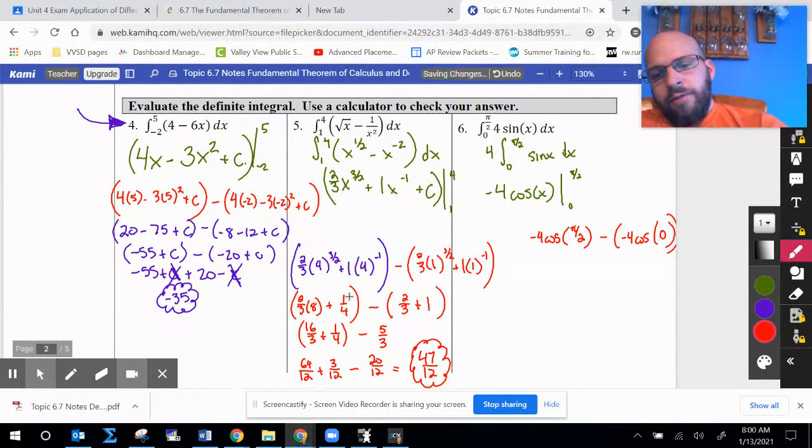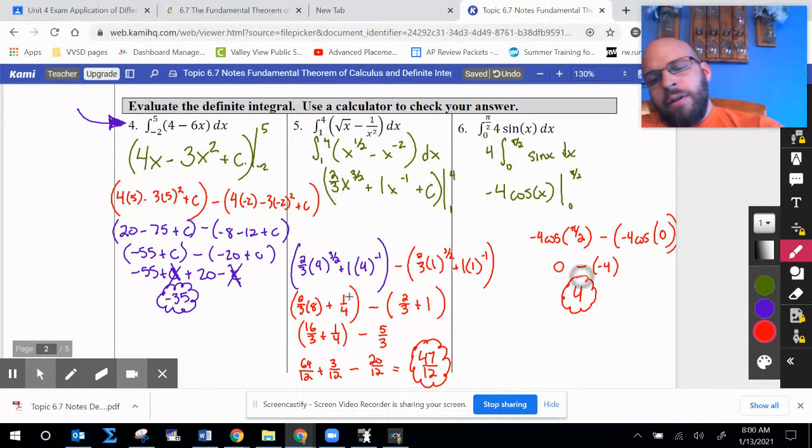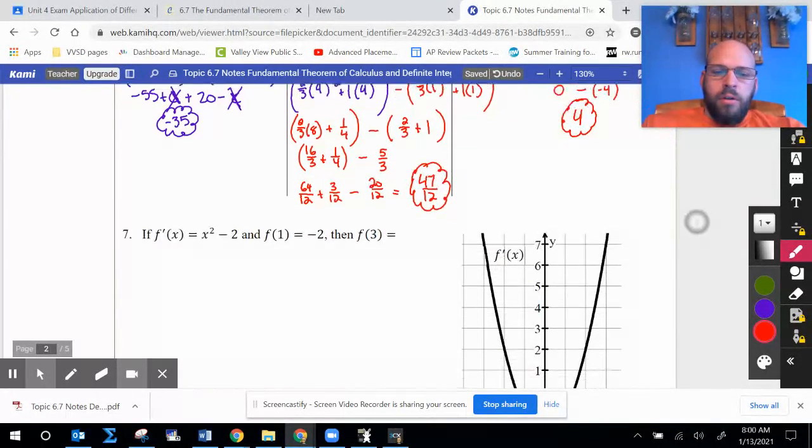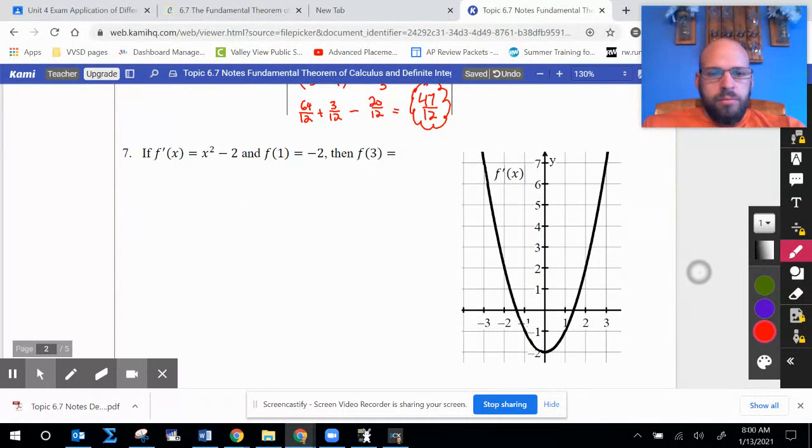Right? So cosine of pi/2 is 0, so that works out nicely for us. Cosine of 0 is 1, so I get just a -4. So my answer, the area under that curve, is 4. Okay? And that would be my answer. Let's keep going. Let's do more.